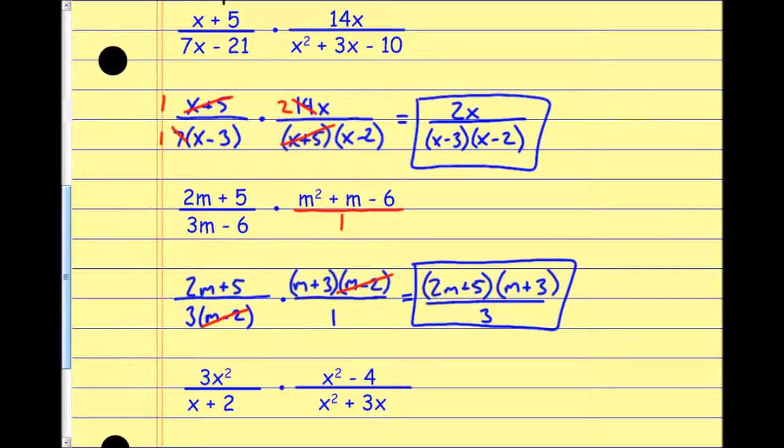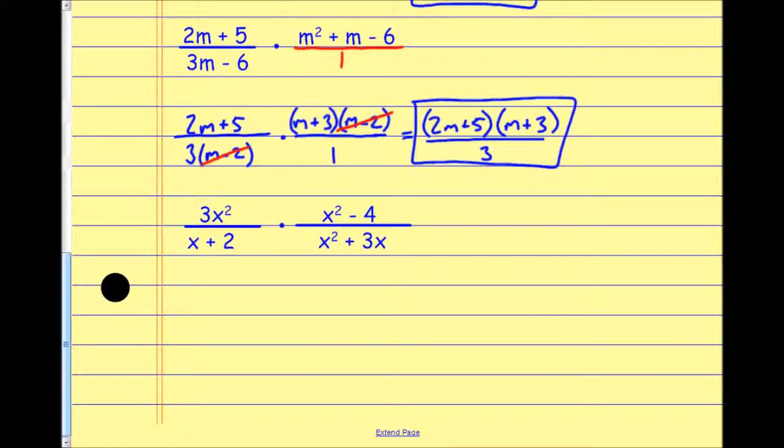If I look at the next one, again, a 3x squared I can't really do anything with, if you want to think of it this way as a 3x times x in terms of multiplication, in terms of all 3 of those individual factors you can. Over here, the x squared minus 4, that is a difference of squares, so I'm going to factor that into an x plus 2 and an x minus 2. The denominator has a greatest common factor of x. So I take the x out, that leaves me with an x plus 3.